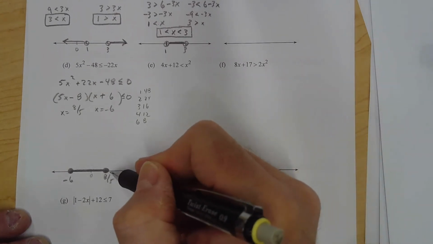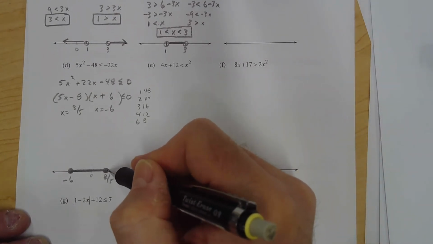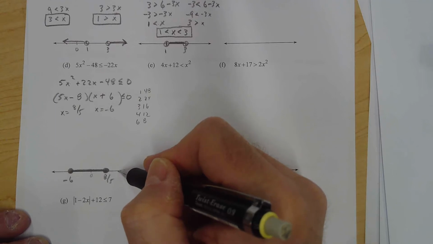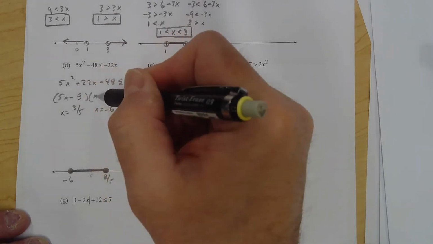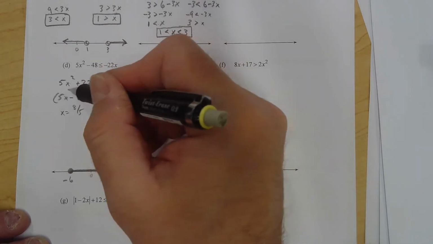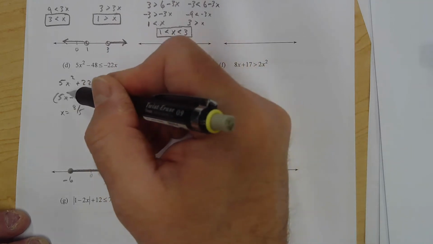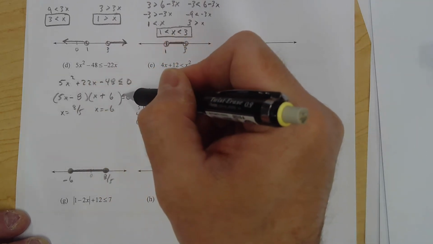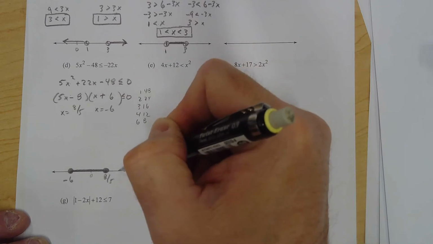Now, if I head over here to the right, since 8/5 is about 1.6, I can test the value 2. If I plug 2 into this equation here and 2 into this equation here, this would turn into 2. This would turn into 8. 2 times 8 is 16. 16 is not less than 0, so that's false.